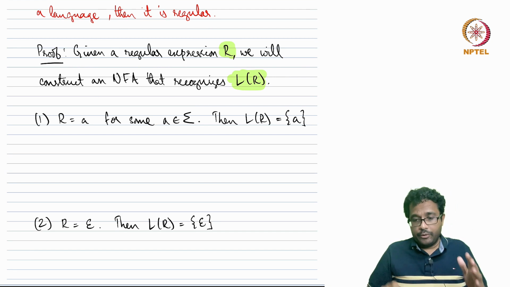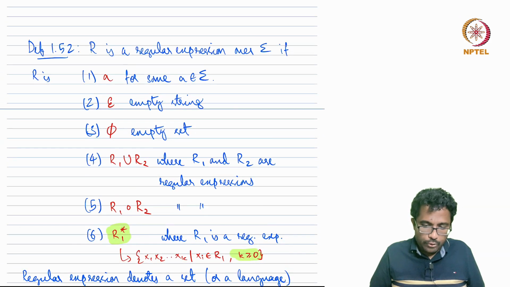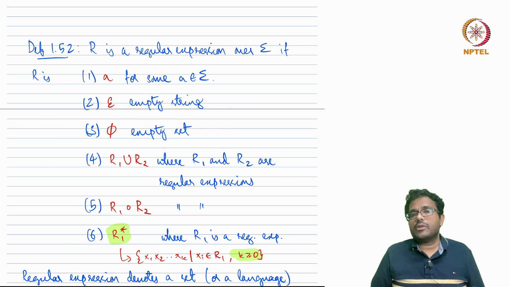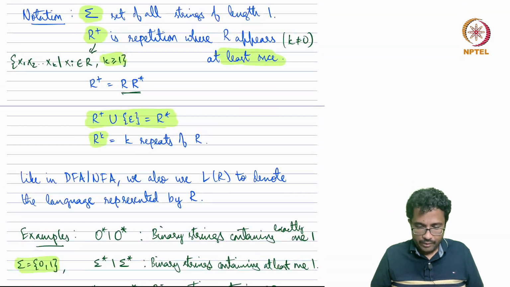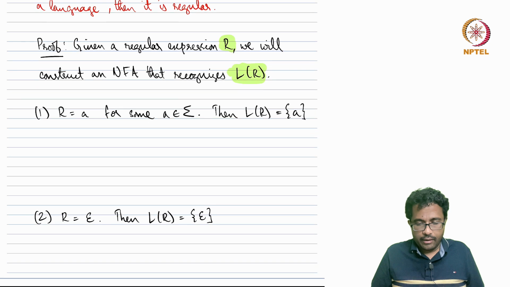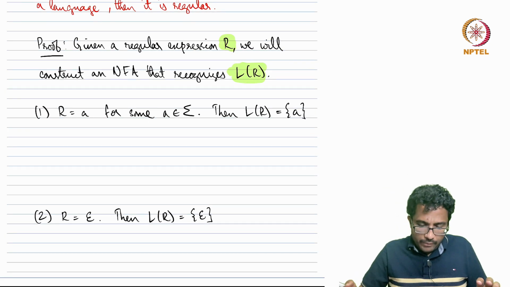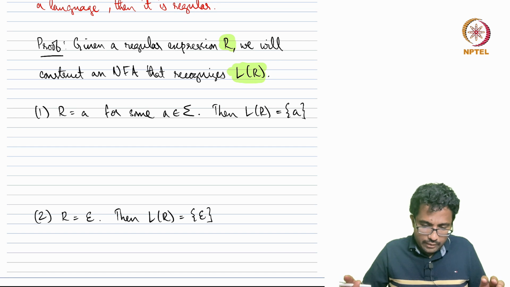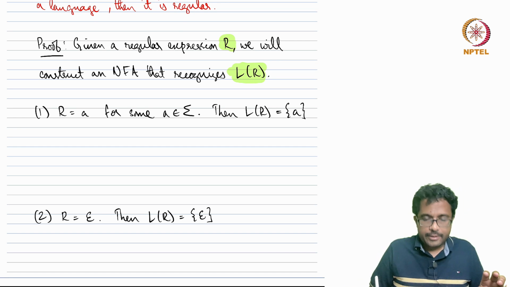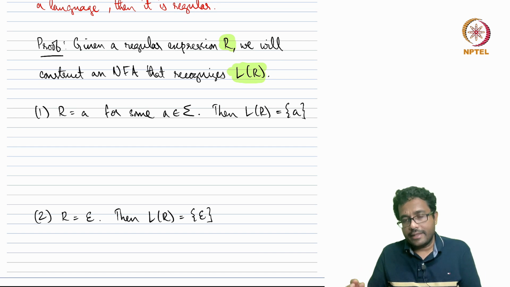If you remember, the definition of regular expression had 6 cases. It could be a symbol, an empty string, an empty set, or a combination of these using regular operations: union, concatenation, or star. So let's see, for each of these, how to build an NFA. Suppose the regular expression consists of just a symbol.